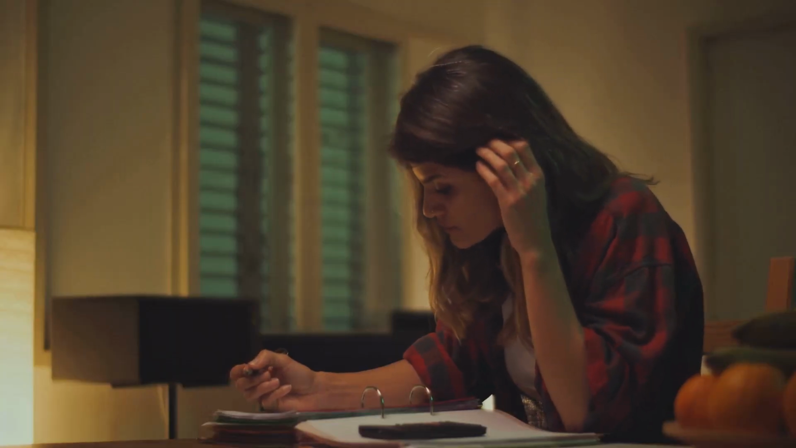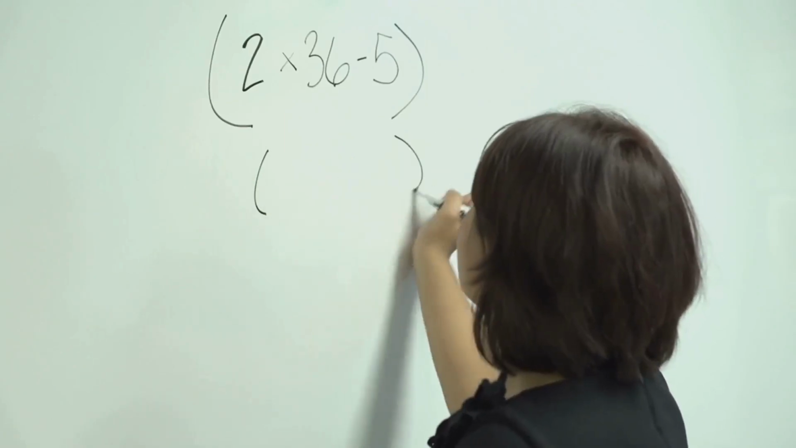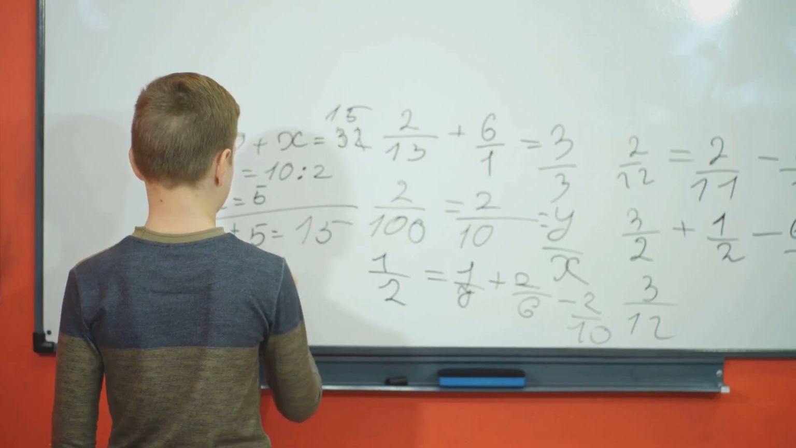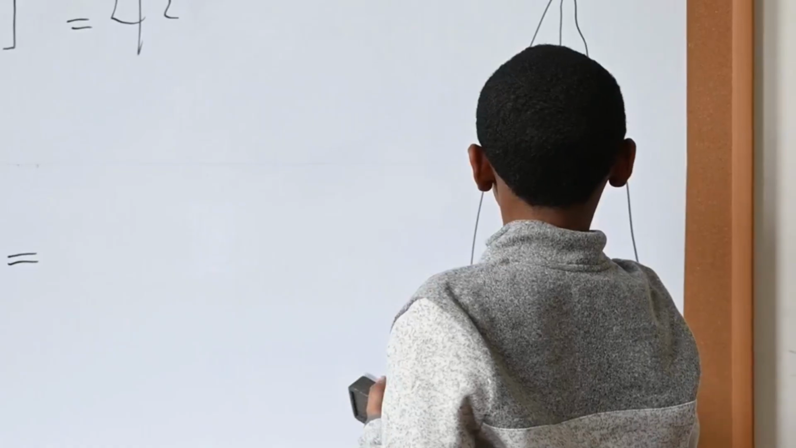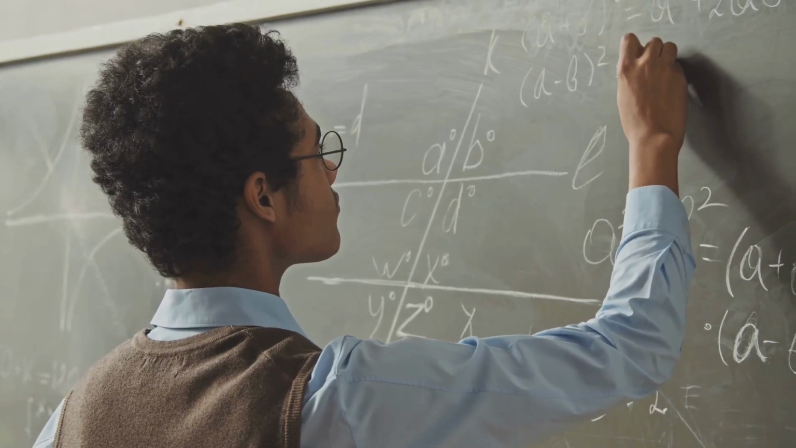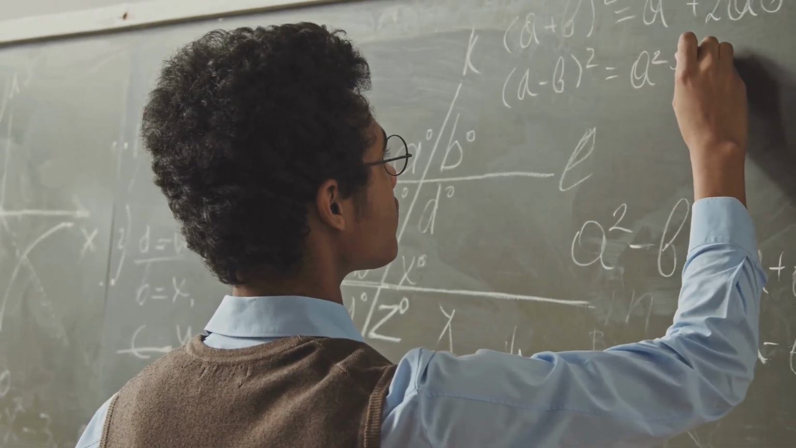After testing various values, we find that x equals 1 is a root. We can then perform synthetic division to factor the polynomial. First, divide 2x cubed minus 3x squared plus 4x minus 5 by x minus 1. The result is 2x squared minus x plus 5. Now we need to solve the quadratic equation 2x squared minus x plus 5 equals 0 using the quadratic formula.